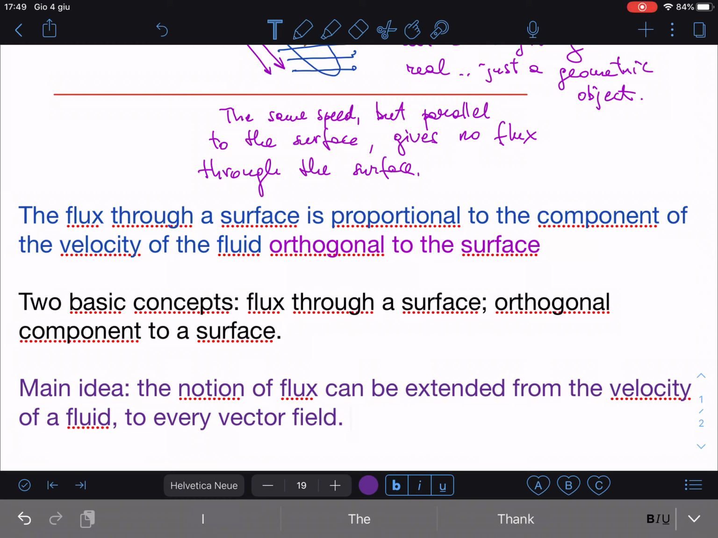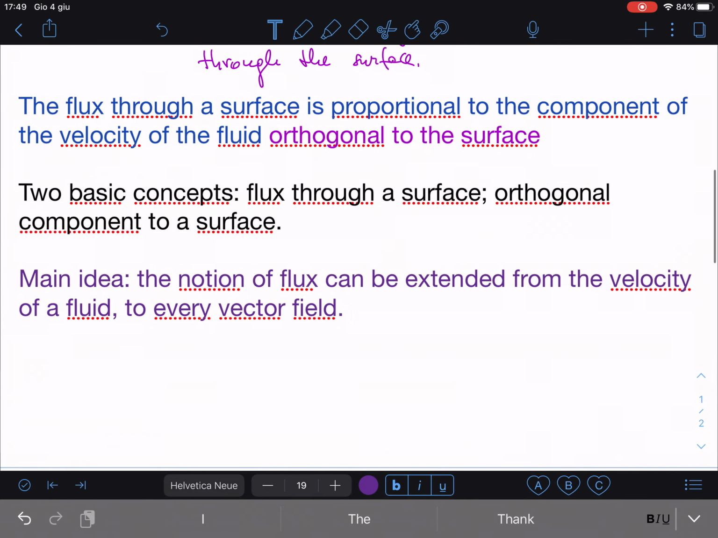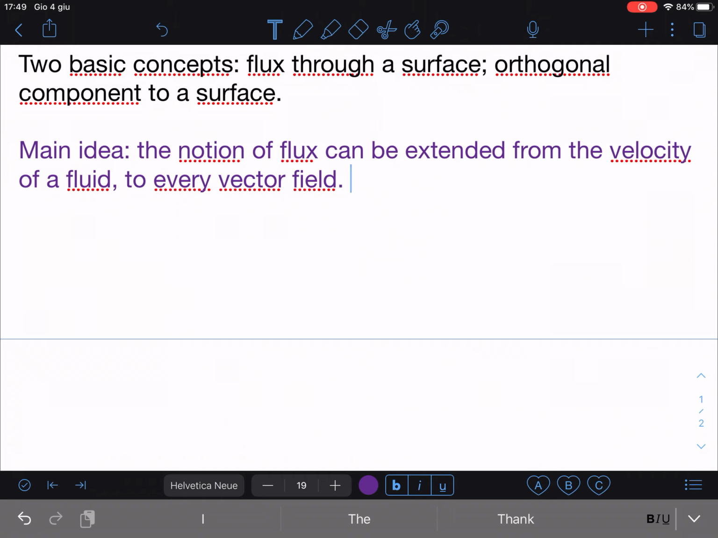This is the important fact, okay? And indeed, it is widely used for electromagnetic field. If you already studied a bit of electromagnetism, you learn that the idea of flux is extremely useful in that context. Okay. So, you go from the velocity of a fluid to every vector field, surfaces, whatever you want, and now we can recall what is a surface and how the idea of being parallel or orthogonal to a surface generalizes.